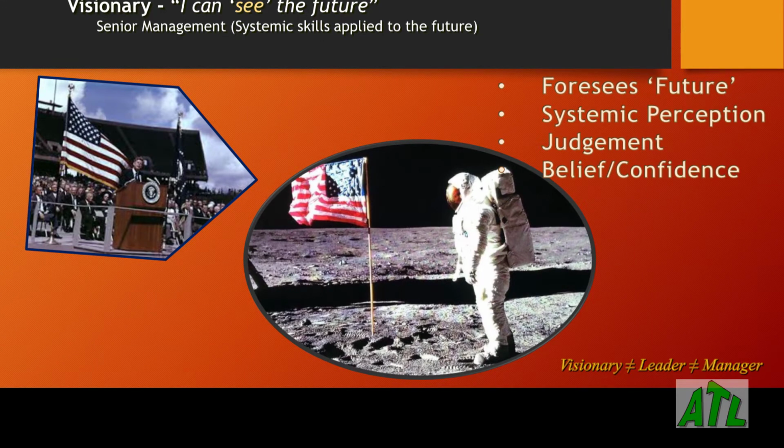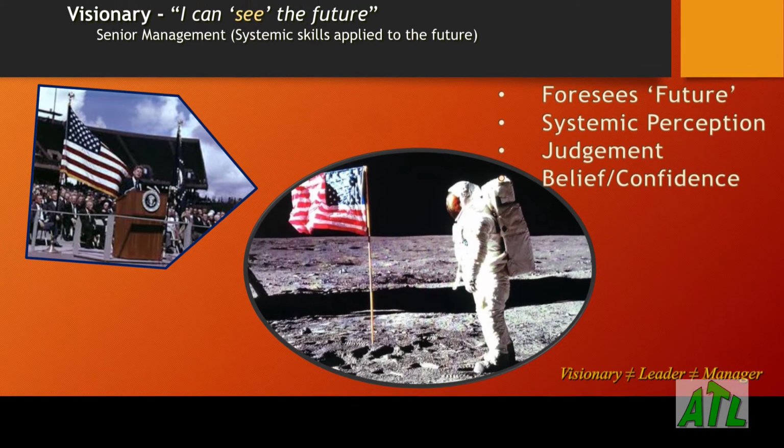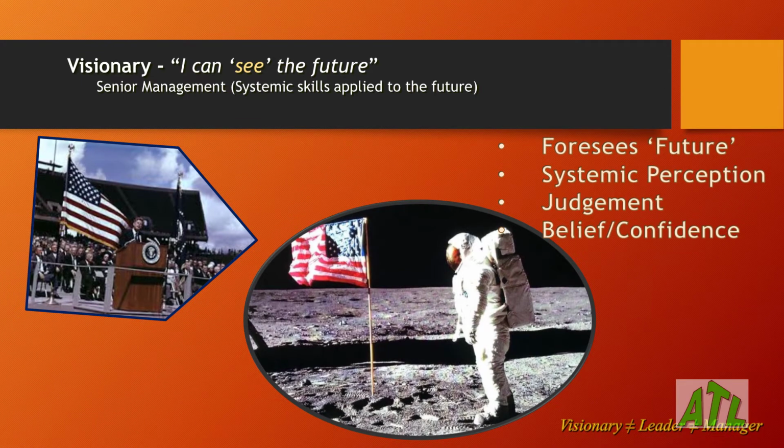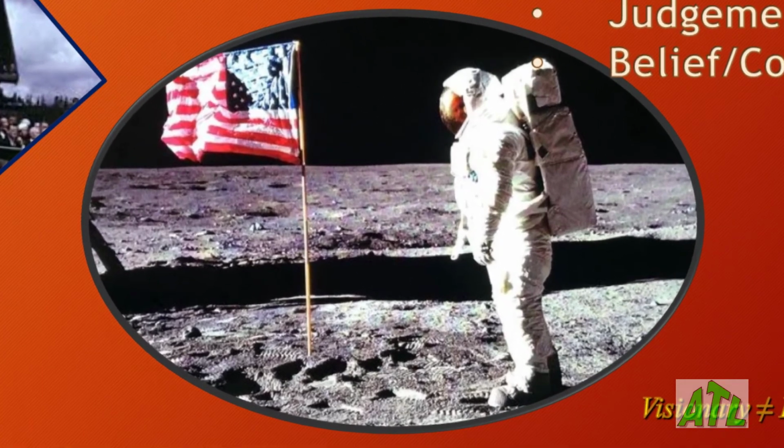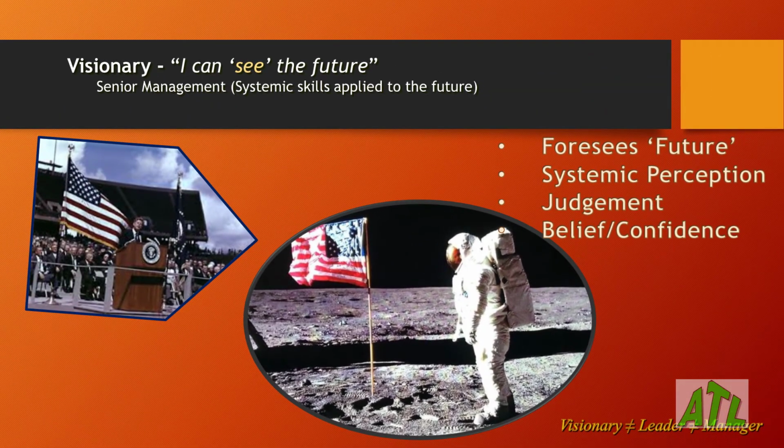The key behind it was JFK was truly a visionary. He understood. He saw the future. He saw the need. He was able to anticipate the interactions and actions that would take place. And unfortunately, he was never able to see his vision through its completion. But in July of 1969, men landed on the moon, as you can see in the picture. So a visionary is one that has the confidence, the belief that what they envision as the future environment will truly be that future environment.